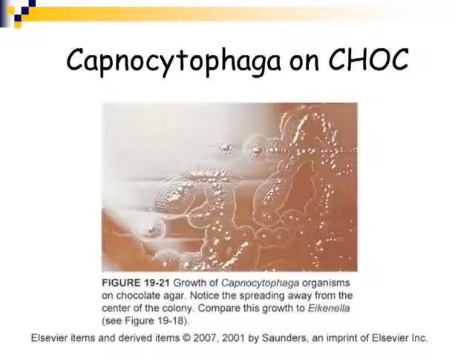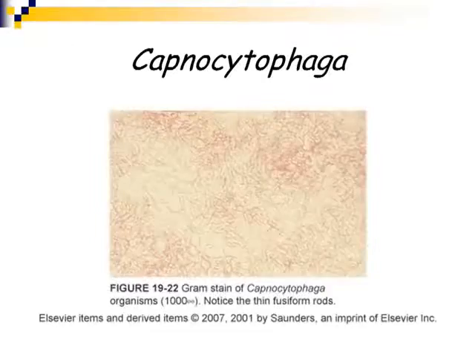And here's Capnocytophaga on chocolate, and you can see that gliding motility, how it spreads away. It seems to be moving away from where it started to grow. And here are the long, slender gram-negative rods.